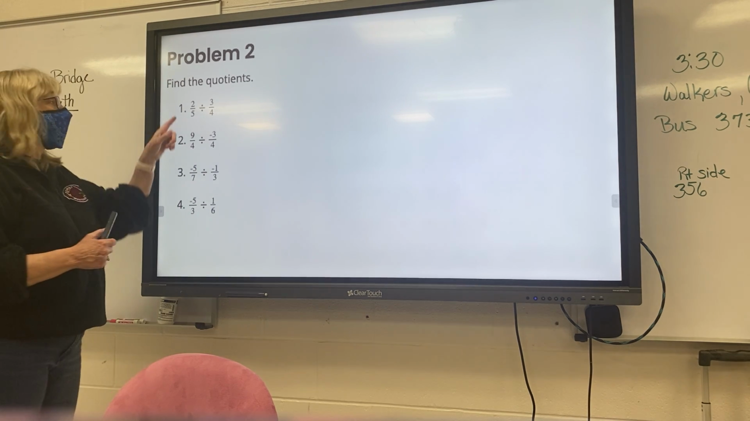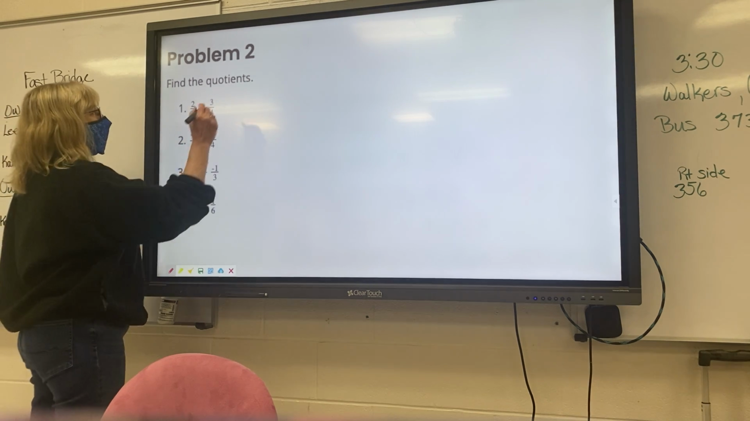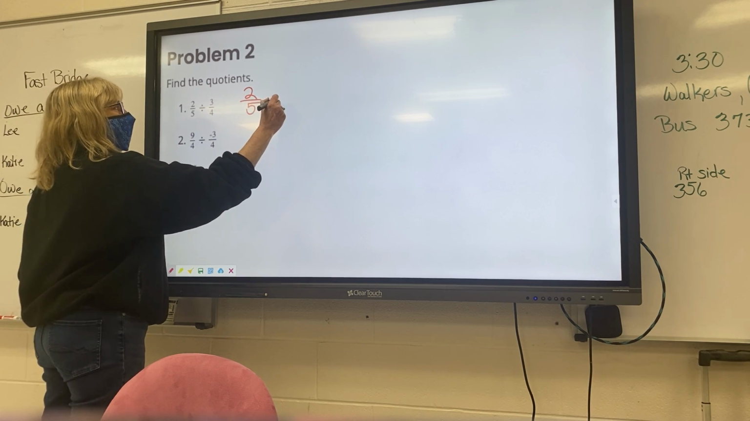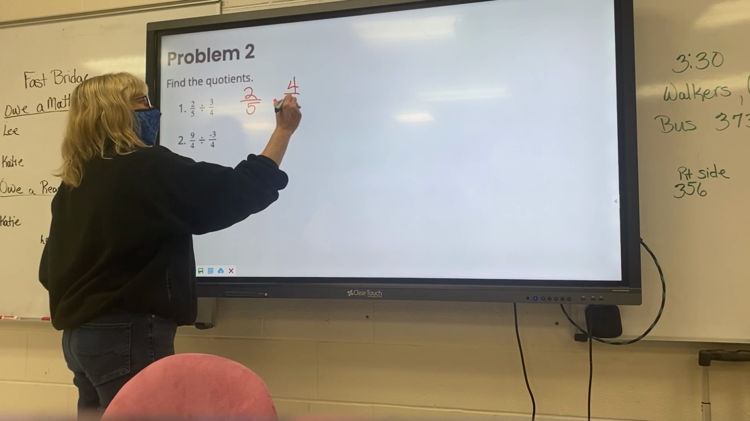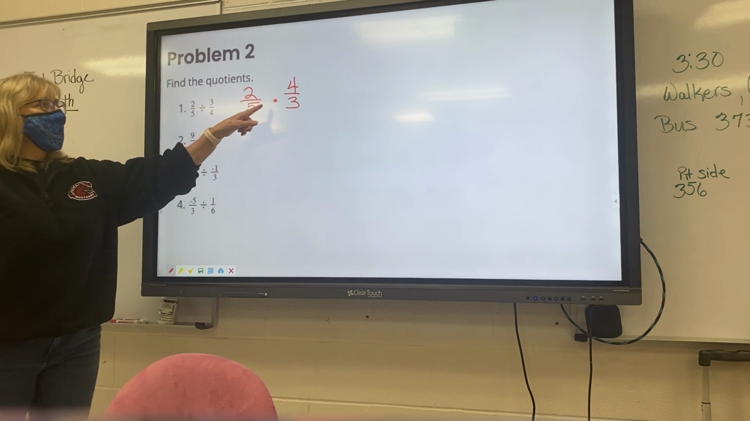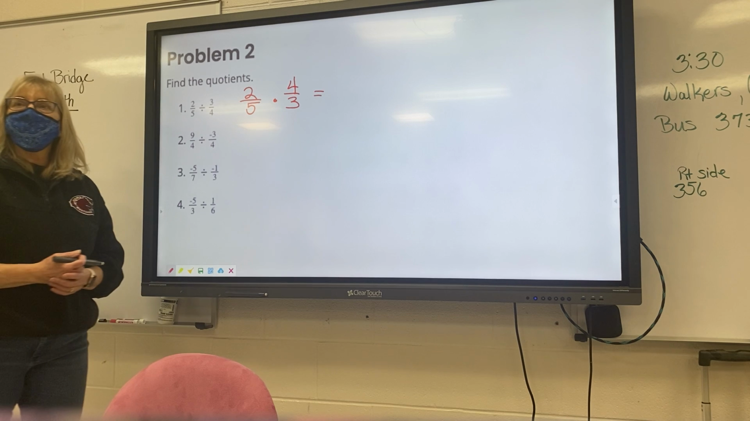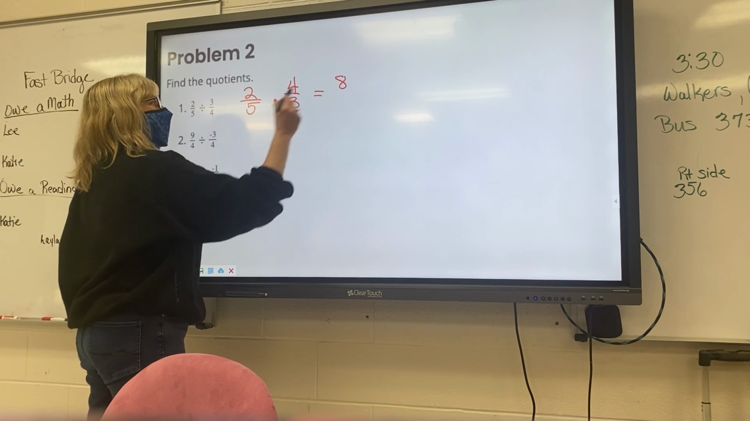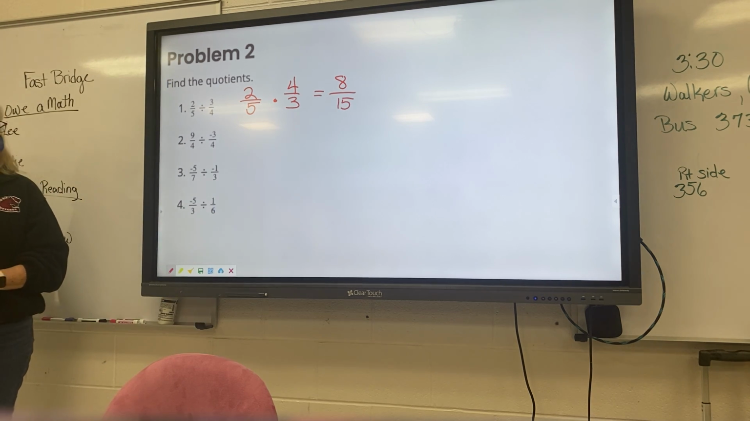All right, so we're going to keep. We're going to multiply by the reciprocal. So 2/5 times, what's the reciprocal of 3/4? 4/3. Okay. Well, look, we get to follow the rules of multiplication from yesterday, right? What is a positive times a positive going to be? Positive. Okay. We're going to multiply straight across. 2 times 4 is 8. 5 times 3 is 15, and you told me it was positive. Okay, did I lose anybody in any of those steps?